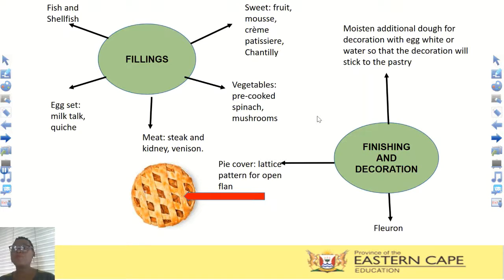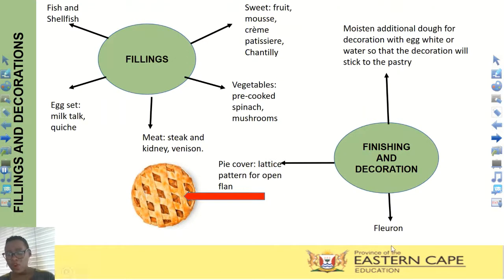Your decoration will not be able to stick unless you put some egg whites or water, so you can make it into different shapes as well. Some people like to make leaves; it all depends on your preferences. Some pies, like your jam pies or your fruit pies, need to have a lattice, a pie cover, and you won't close it up like you would a pie. You would use a lattice, which is a pattern for an open pie. As you can see, you take different strips of pastry and layer them in different directions.